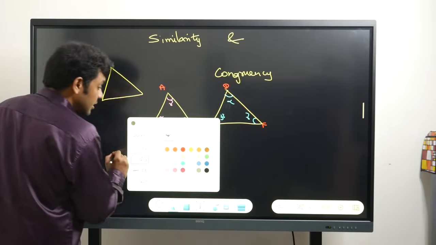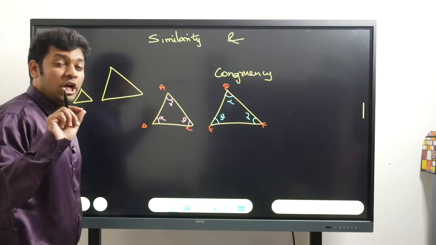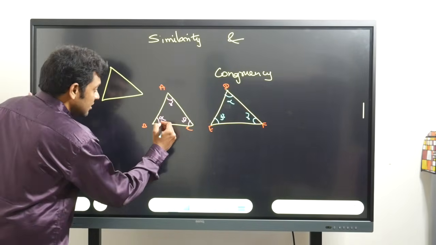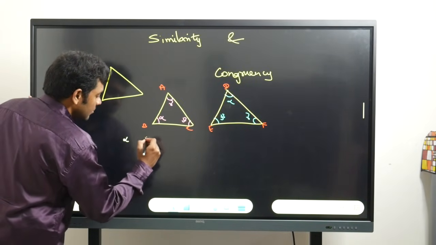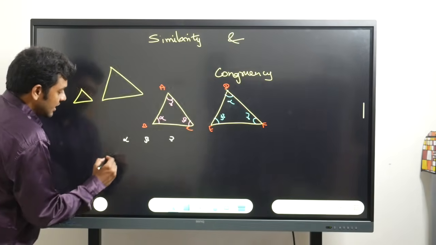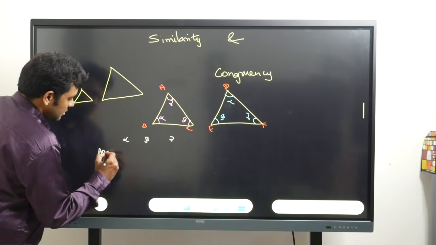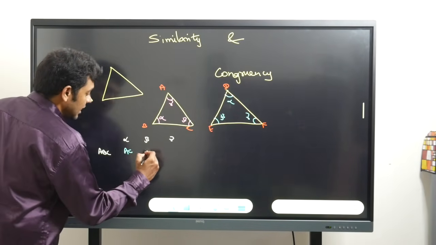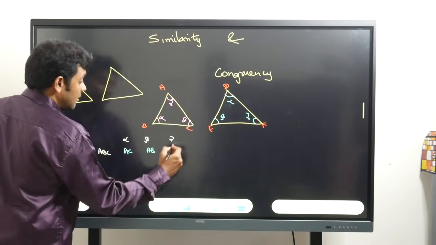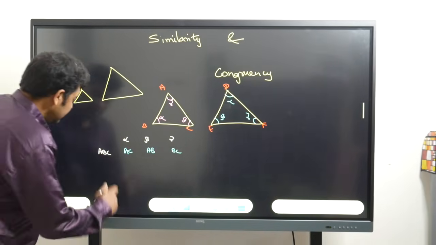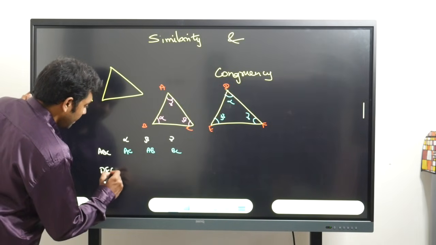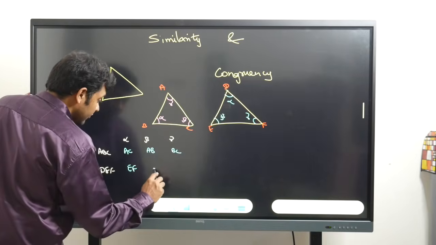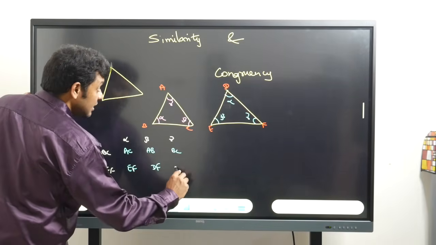So when two figures are similar, their corresponding sides are proportional. What do you mean by corresponding sides? Corresponding sides means sides opposite to equal angles. For example, here in the first triangle, triangle ABC, I have the angles alpha, beta, gamma. What is the side opposite alpha? AC. What is the side opposite beta? AB. What is the side opposite gamma? BC. These are the corresponding sides. Second triangle, say DEF. What is the side opposite alpha? EF. What is the side opposite beta? DF. What is the side opposite gamma? DE.